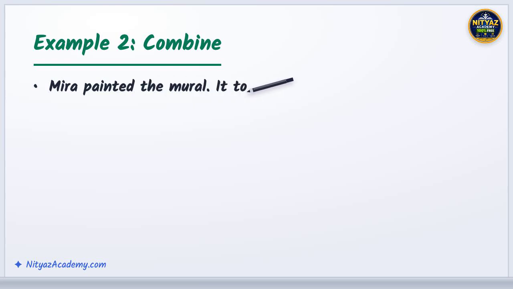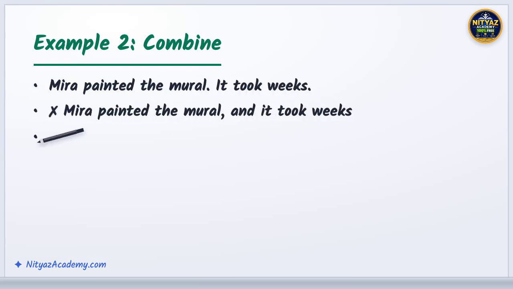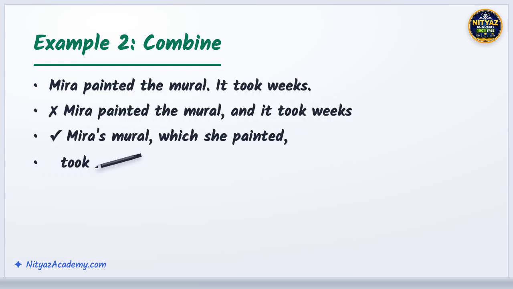Two short sentences. Mira painted the mural. It took weeks. The combine answer should fold them into one clean sentence without losing meaning. A simple "and" is okay but clunky. Using a "which" clause links the painting and the weeks tightly, keeping both ideas while reading smoothly. Pick the version that's concise and still complete.